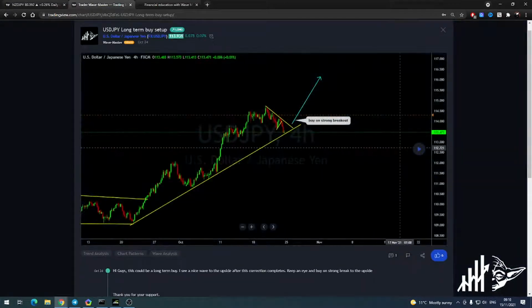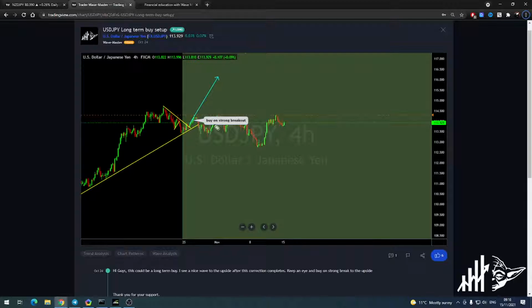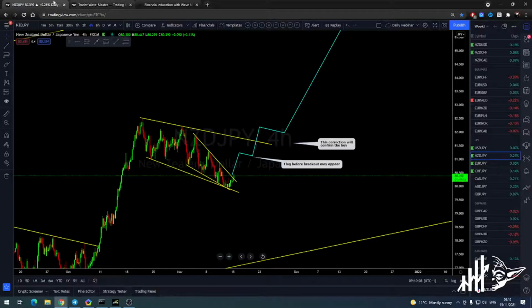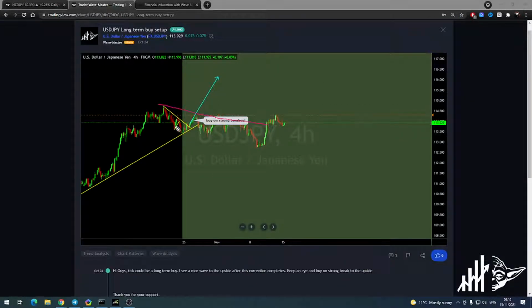USDN, this one is also good. It is correcting over there. We just have to see what this is trying to do. Once this starts to break out aggressively, you can consider taking some buys over there. It's going to be a good trade.